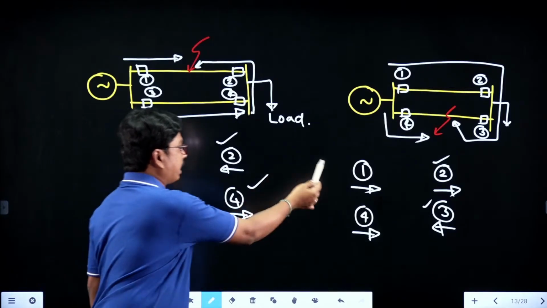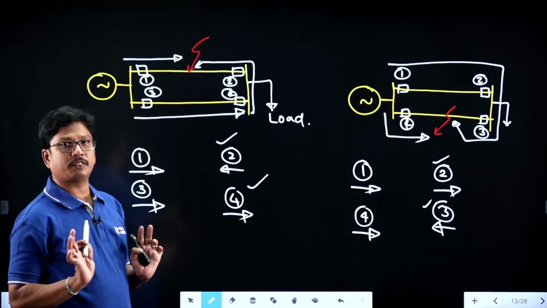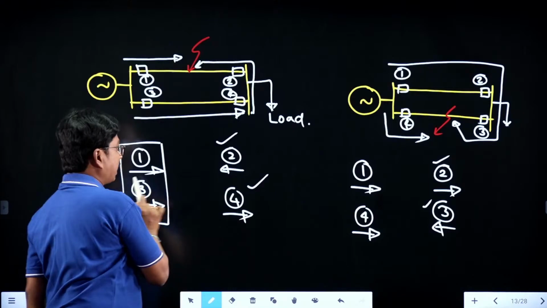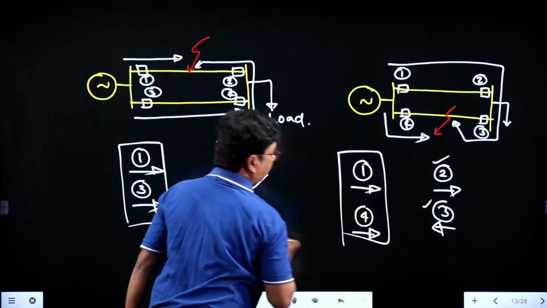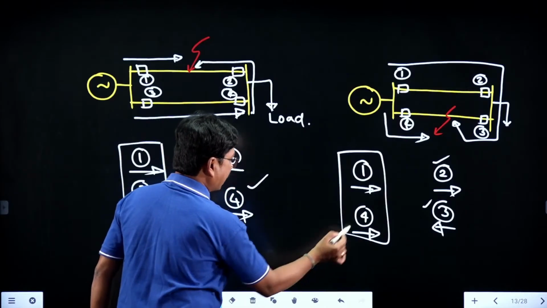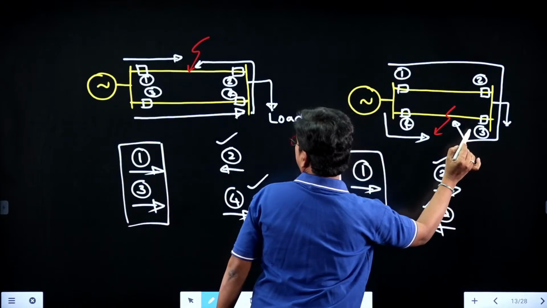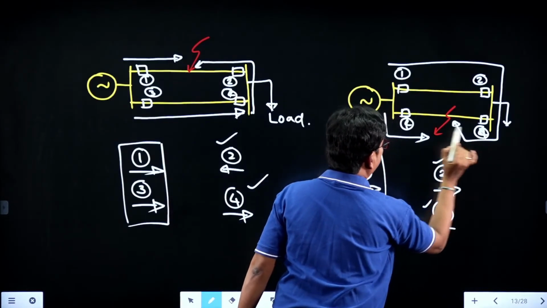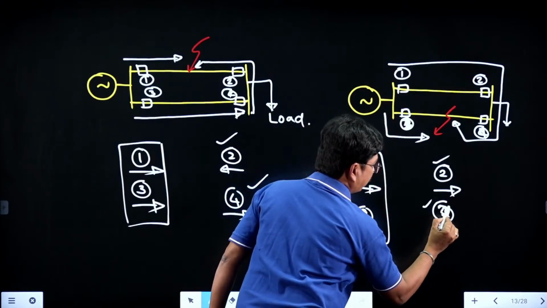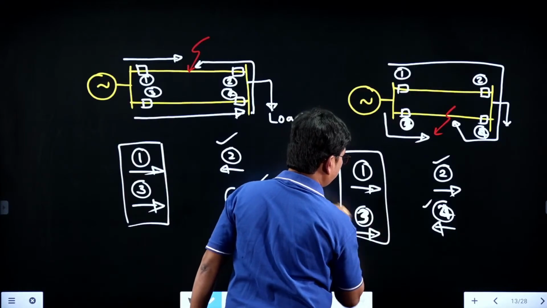Whereas wherever the fault is, in line 1 or line 2, there is no change in the direction of currents in relays 1 and 3. Sorry, it should be 3, it should be 4. We have changed the numbering. Just check it: it is 4 and it is 3. So it should be 4, and it should be 3.